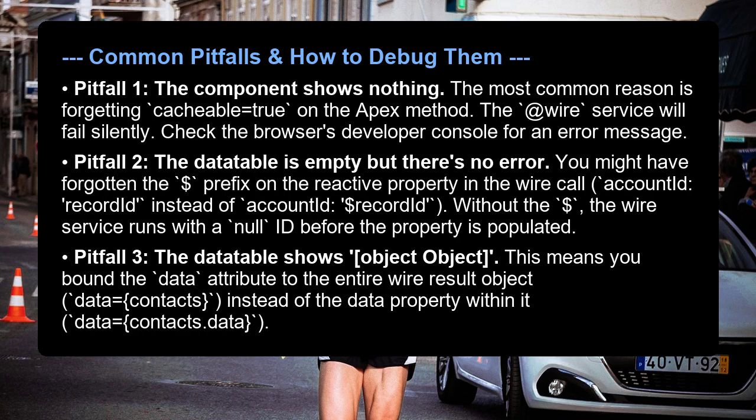Pitfall 1, the component shows nothing. The most common reason is forgetting cacheable=true on the Apex method. The @wire service will fail silently. Check the browser's developer console for an error message.